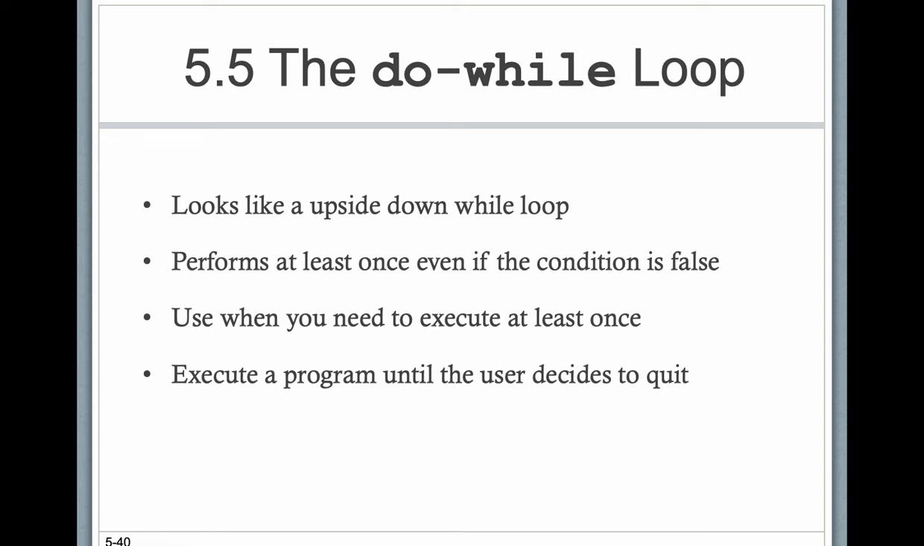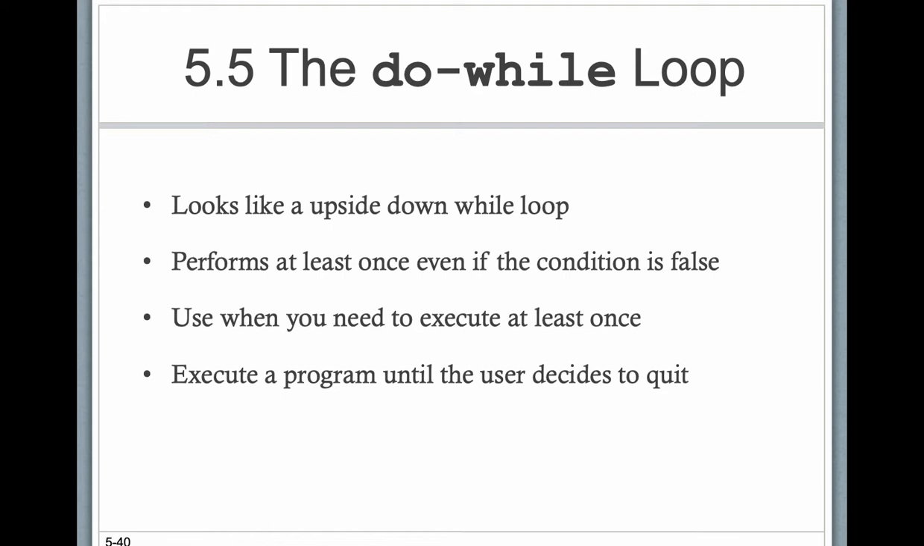It looks basically like an upside down while loop. The while loop starts with the keyword while, condition, open and close curly braces, and then you have the statements inside. The do-while loop, it's upside down, performs at least once even if the condition happens to be false. As opposed to a while loop, which is pre-test, where the evaluation will be held before the loop even goes into execution. The do-while loop, first it'll go through the first execution of the body of the loop, and then it will test the condition. If the condition happens to be true, then it repeats again. If it's false, then it stops.